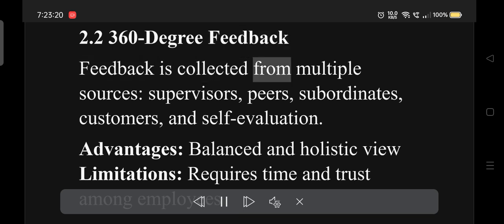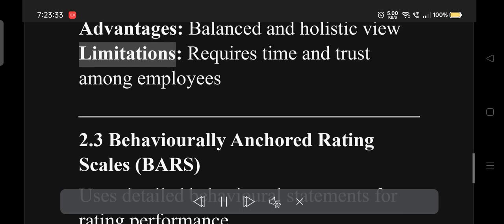2.2 360-degree feedback. Feedback is collected from multiple sources: supervisors, peers, subordinates, customers, and self-evaluation. Advantages: balanced and holistic view. Limitations: requires time and trust among employees.